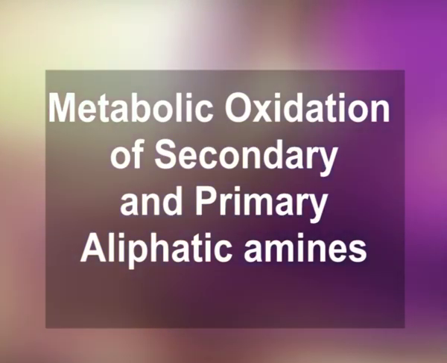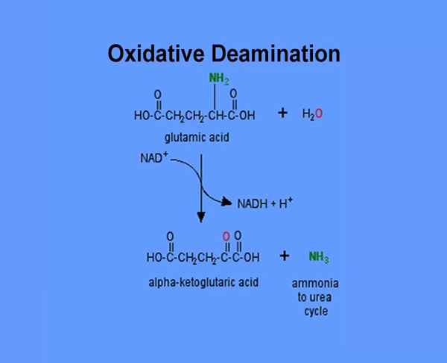Metabolic oxidation of secondary and primary aliphatic amines. Secondary amines, either parent compound or metabolites, are susceptible to oxidative N-dealkylation, oxidative deamination and N-oxidation reactions. The primary amine metabolites formed from oxidative dealkylation are susceptible to oxidative deamination.